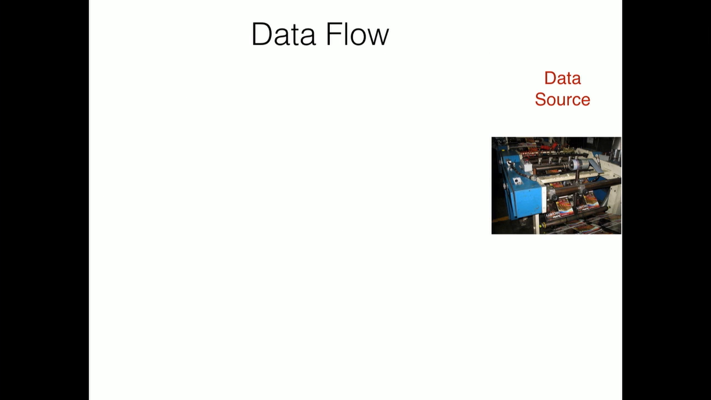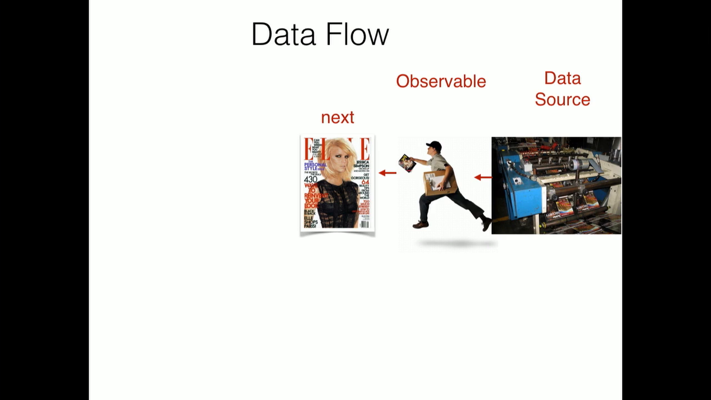Let me show you a simple example so you can relate to it. Say you have some machine, a printing machine, that prints magazines. And somebody delivers to you these magazines. Who is this somebody? It's an observable. Every item delivered to you by an observable, in this case, let's say it's a women's magazine. So one item, next item, next item. Observable is pushing data to you.